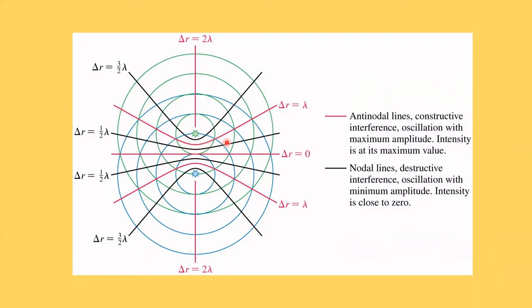Those would be the antinodal lines. Red curves, antinodal lines. And along this black curve, for instance, the path length difference is half a wavelength. That's the condition for maximum destructive interference. So that would be a nodal line. Again, this is only true if we're talking about identical sources. If the inherent phase difference is 0, then this is what the pattern of nodal and antinodal lines looks like.